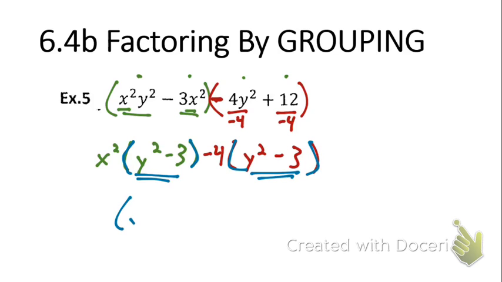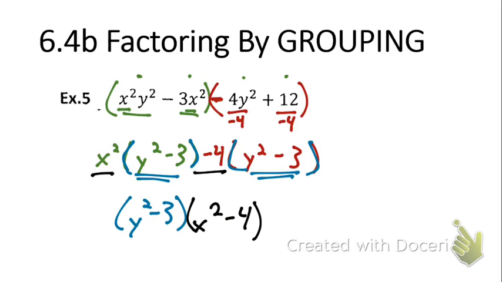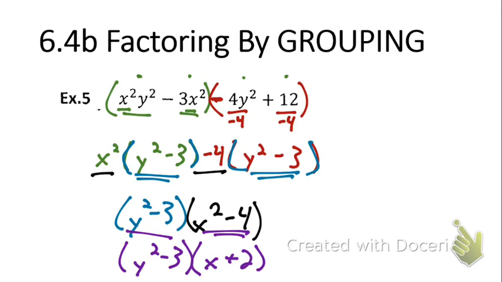So I can take a y squared minus 3 out. And what you're left with is right here, which would be x squared minus 4. Okay, now you might think we're done. Unfortunately, we're not. There's one step left. This is done though. That's y squared minus 3. It's donezo. Love it. Not a difference of two squares. However, this is a difference of two squares. It breaks down to x plus 2 and x minus 2. And that's your first example on factoring by grouping.